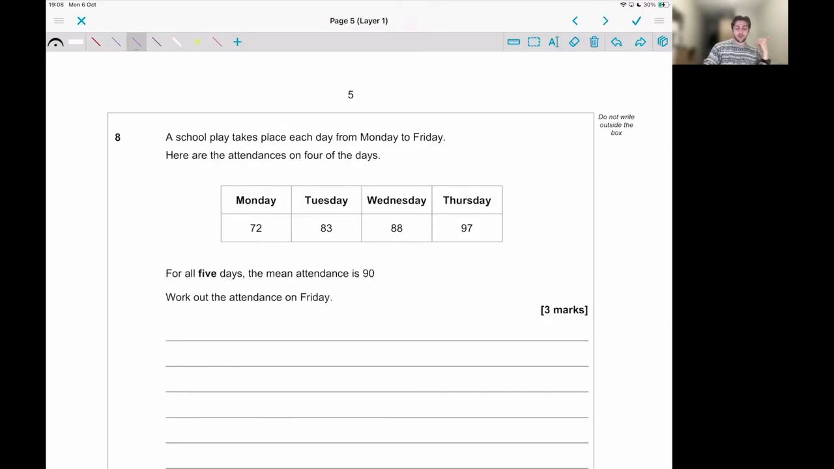Moving on. Question 8. So, a school play takes place each day from Monday to Friday. Here are the attendances on 4 of the days. For all 5 days, the mean attendance is 90. Work out the attendance on Friday. So I'm going to extend the table here. I'm going to say we care about all of the days, including Friday. We just don't know how many people went on Friday. So let's put a placeholder in. Let's use X as a placeholder. Let's say X many people went on Friday.